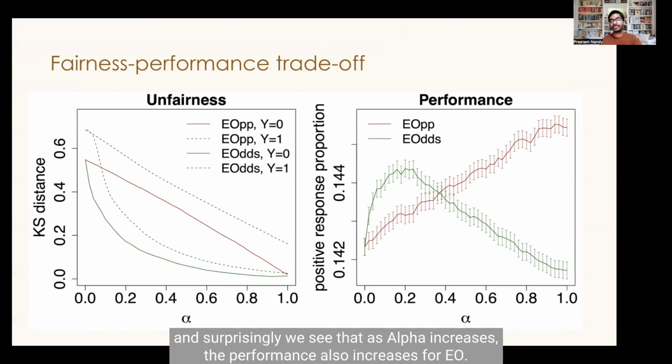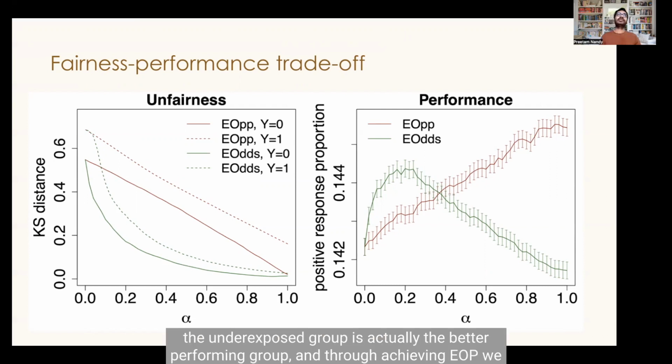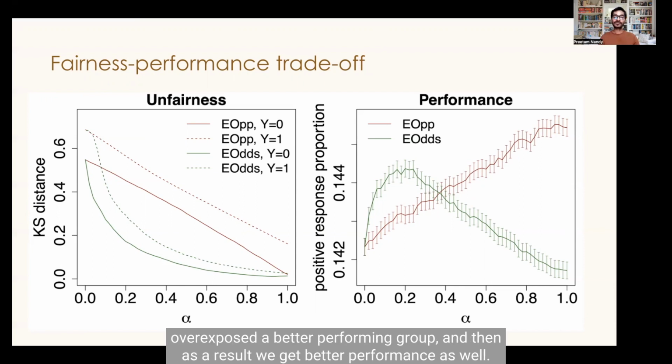And surprisingly, we see that as alpha increases, the performance also increases for EOpp. This can happen in the case where the underexposed group is actually the better performing group, and through achieving EOpp, we overexpose the better performing group, and as a result, we get better performance as well.